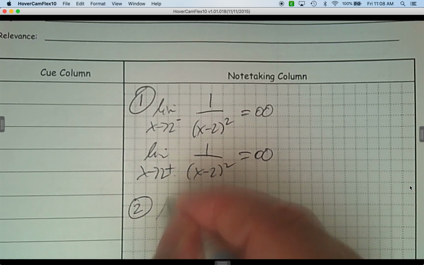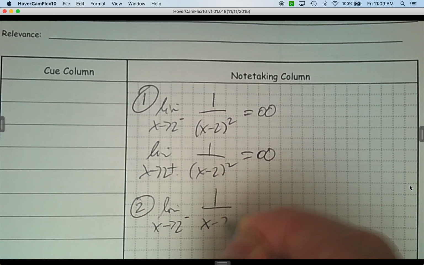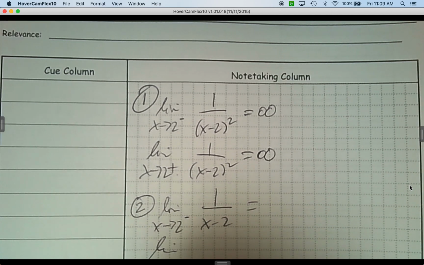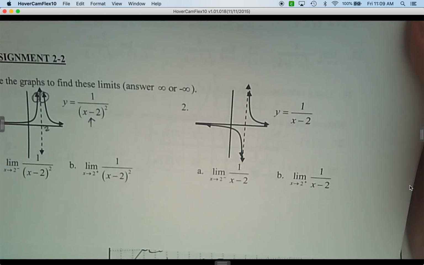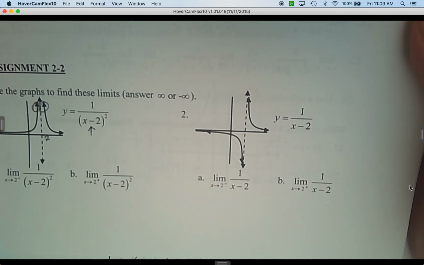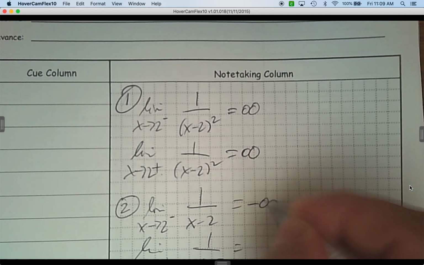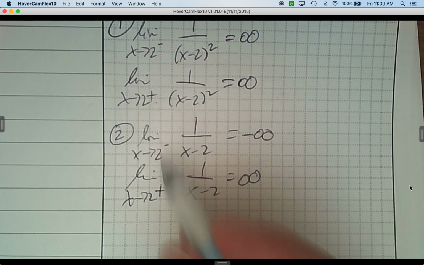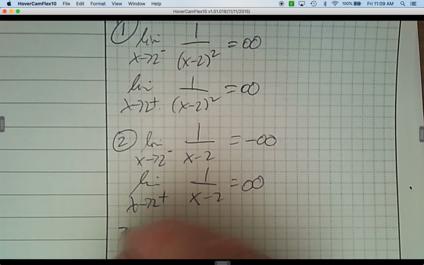Number 2: the limit as x approaches 2 from the left of 1 over x minus 2, or the limit as x approaches 2 from the right of 1 over x minus 2. You're given the graph. The minus sign is the left. So where's the graph going left of the asymptote? It's going down forever. So the left is negative infinity, and the right is positive infinity. So as one-sided limits, they exist this way, but there is no two-sided limit here because they don't agree. In the previous one, there is a two-sided limit that exists. Number 3.